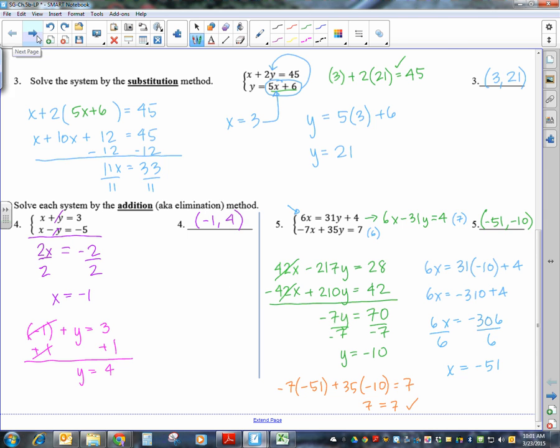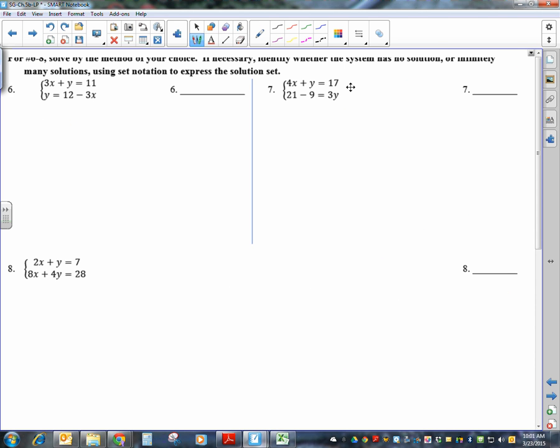Okay, next page. Sorry it gets cut off. It says solve by whatever method you want. If necessary, identify whether the system has no solution or infinitely many solutions, and then use set notation to express the solution set. So I'm going to do each of these.